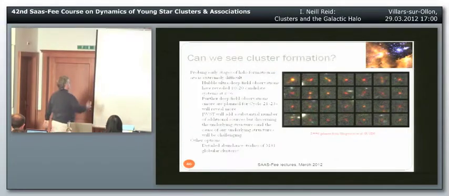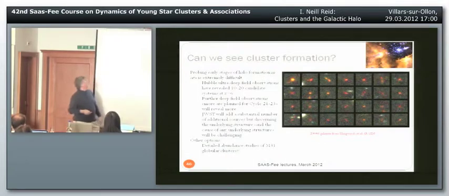And just for fun, I pulled out, you can't see them here terribly well, but these are redshift 6 galaxies. You can't see globular clusters forming there, but presumably that's where they are forming.